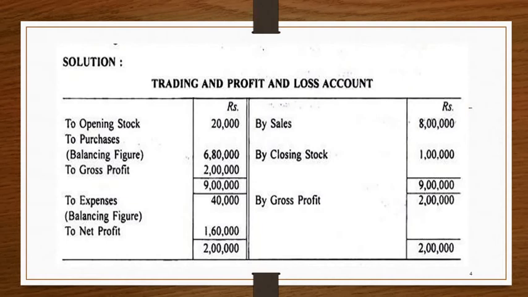You bring down that gross profit to the credit side, so by gross profit 2 lakh, and on the debit side to expenses 40,000, so credit side is 2 lakh. From that 2 lakh you less 40,000, so the net profit will be 1,60,000 as a balancing figure.